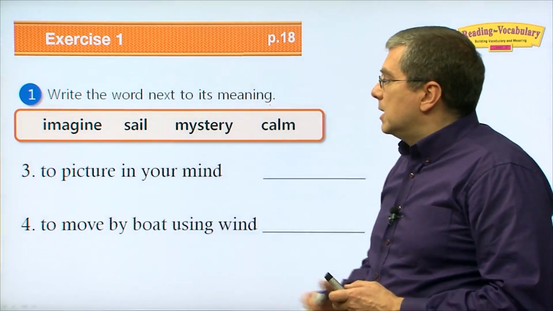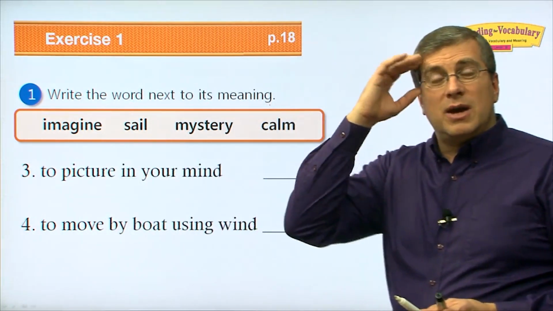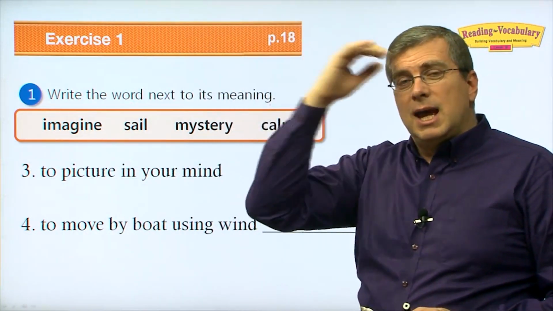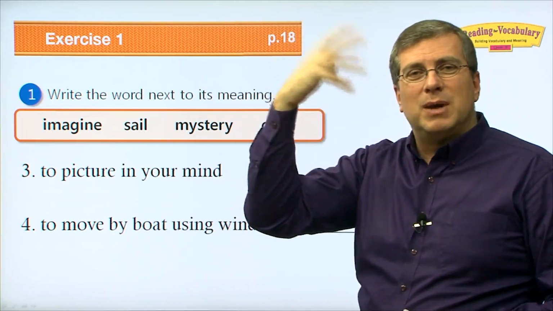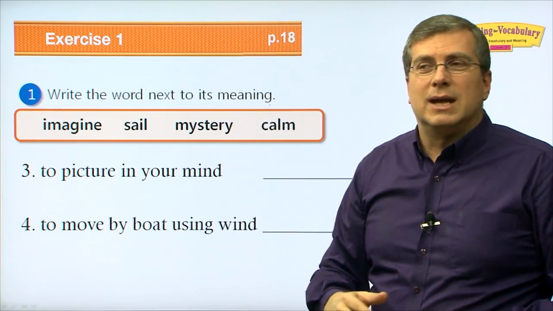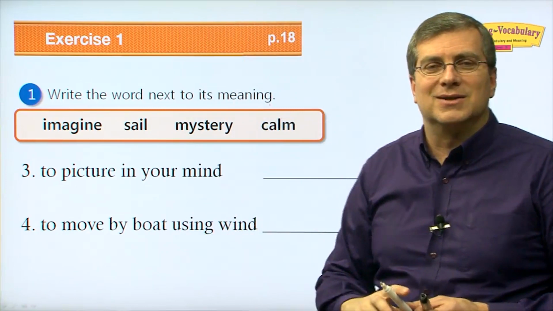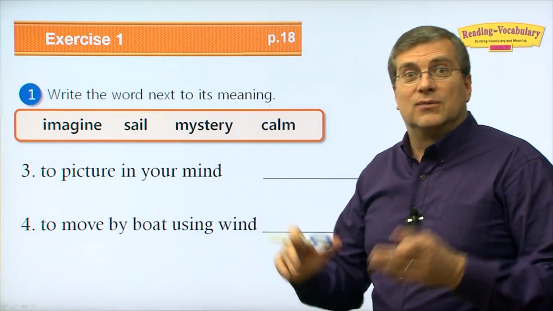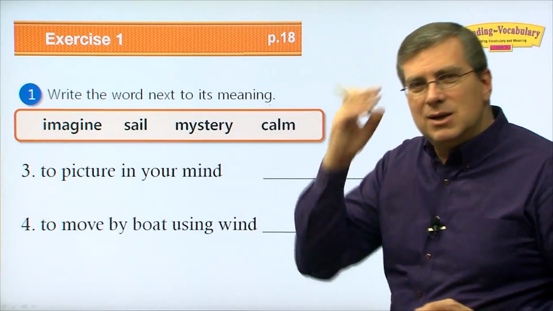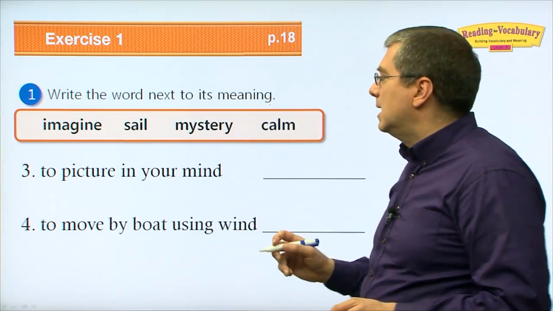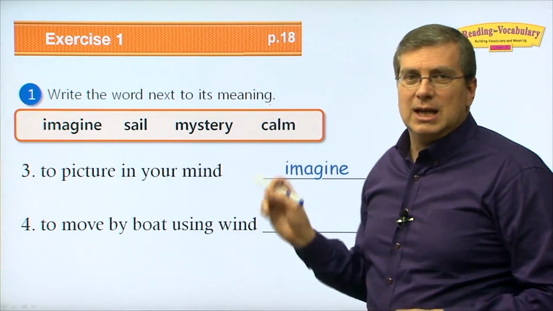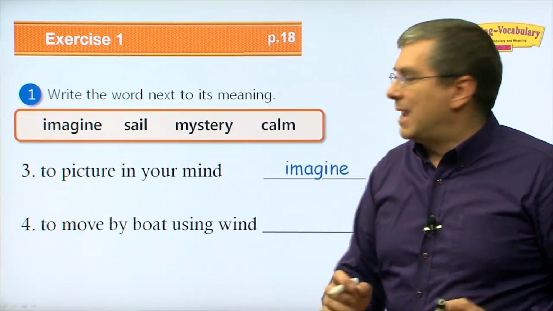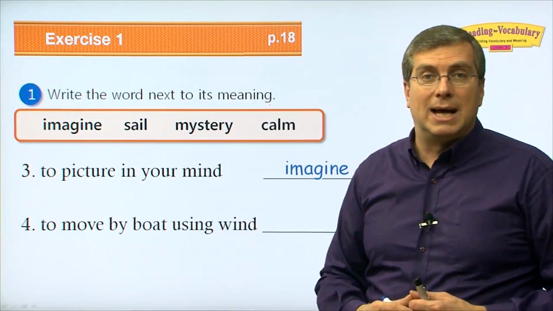Next one, number 3, to picture in your mind. So you have many pictures in your mind and you're thinking of something. You're making pictures and you're thinking of new things or fantastical things like magic or different places, adventure, right? You're thinking about these things in your mind. You are imagining. To imagine. To imagine is to picture in your mind.